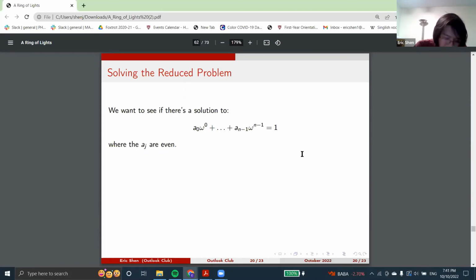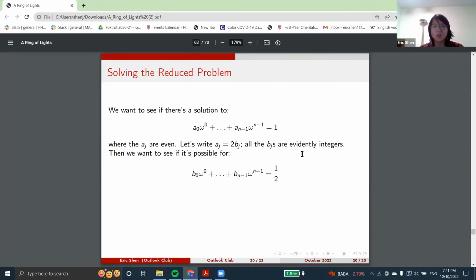Okay, well, the a's are even, right? That already gives us some excess information, so let's use that. We know that aj is always equal to 2bj for some integer bj. So let's divide out the two here. Then this equation becomes: is it possible for the sum of bj omega to the j to be equal to 1 over 2?